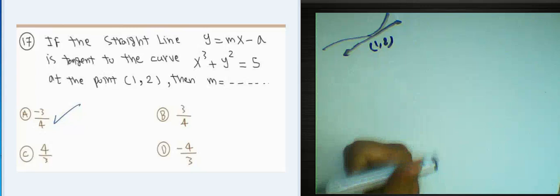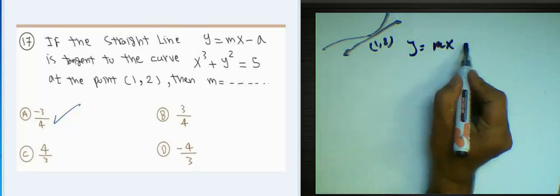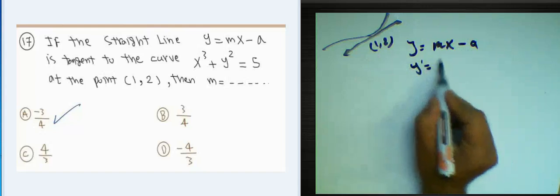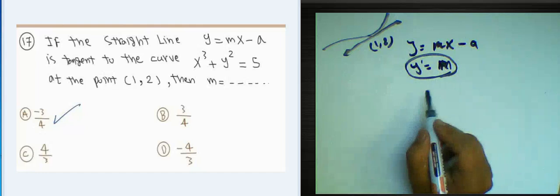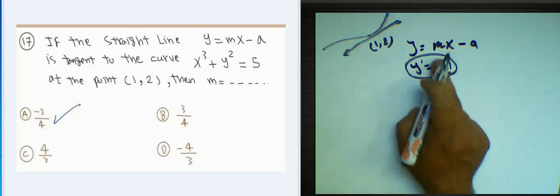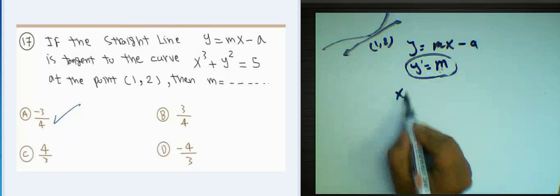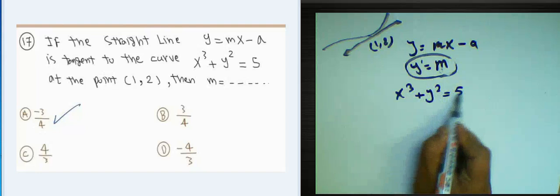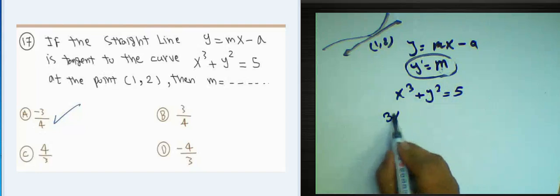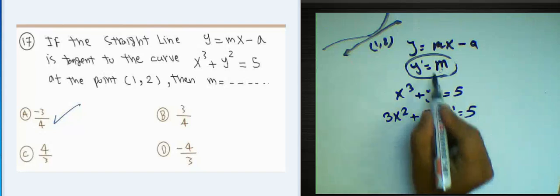So we find the first derivative of the function y = mx − a to find the slope. It equals m, since m is the coefficient of x and a is a constant, then y' = m. And the equation of the curve is x³ + y² = 5. We find the derivative of the function: 3x² + 2y y' = 0, and y' = m.